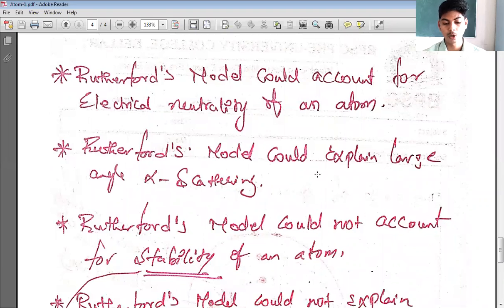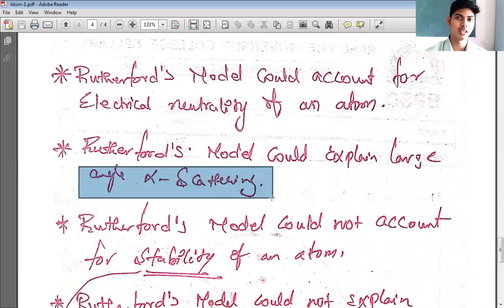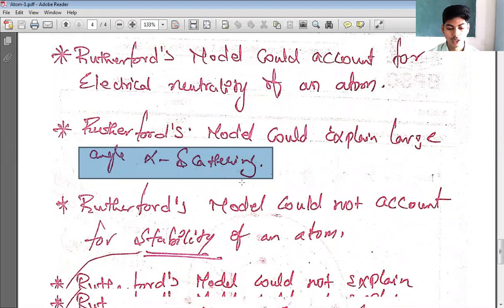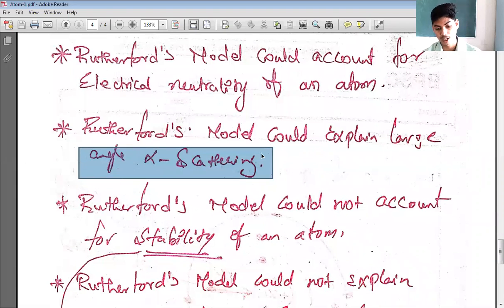Rutherford's atom model could explain large angle alpha scattering. By conducting the alpha particle scattering experiment, he explained why alpha particles get scattered through large angles. We'll discuss this experiment in the next class and solve some problems on it as well. J.J. Thomson's atom model could not explain this. That was where it failed.